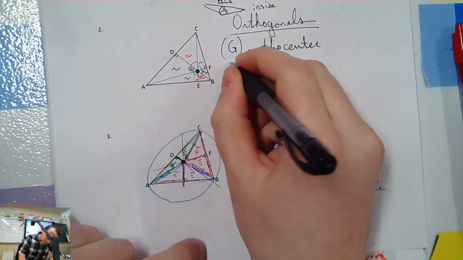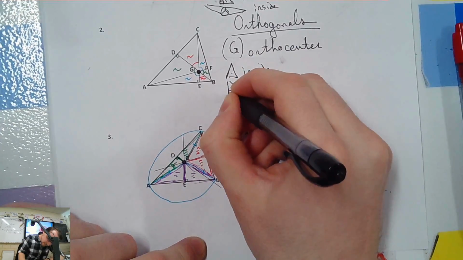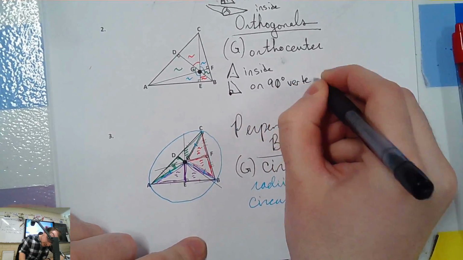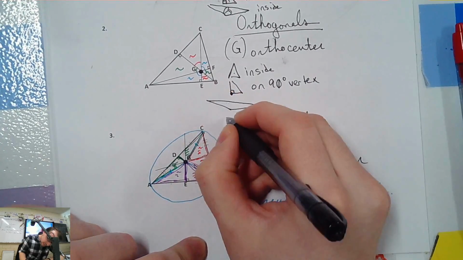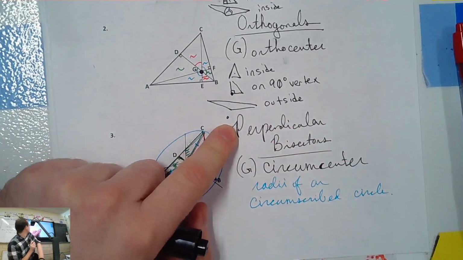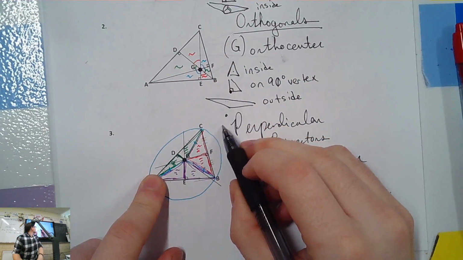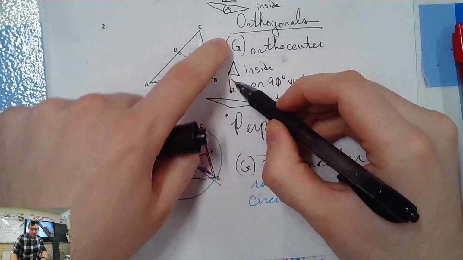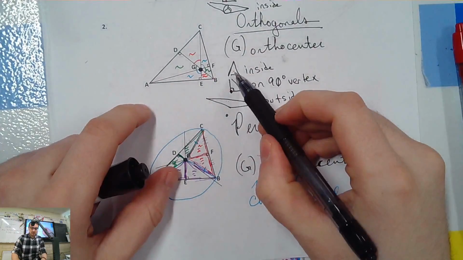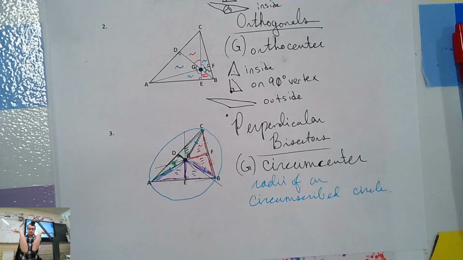So it's inside for acute. It's on the right angle for right. So on the 90-degree vertex. And for obtuse, it comes out the back end, right? Outside. And notice it comes out through what used to be the 90-degree vertex, right? It keeps shooting out. It starts here. It moves here. It keeps heading in that direction. You guys see that? You can imagine the animation heading that way, right? As the triangle opens up.